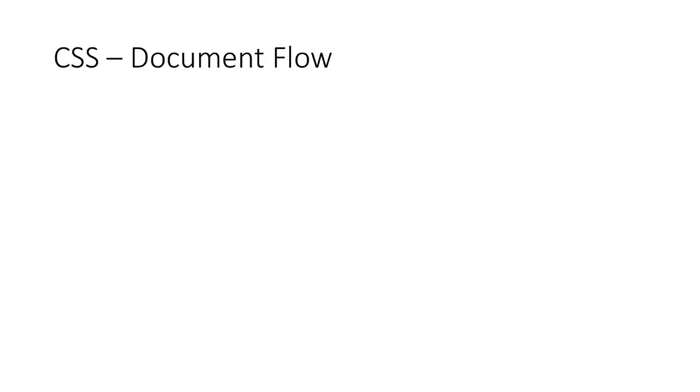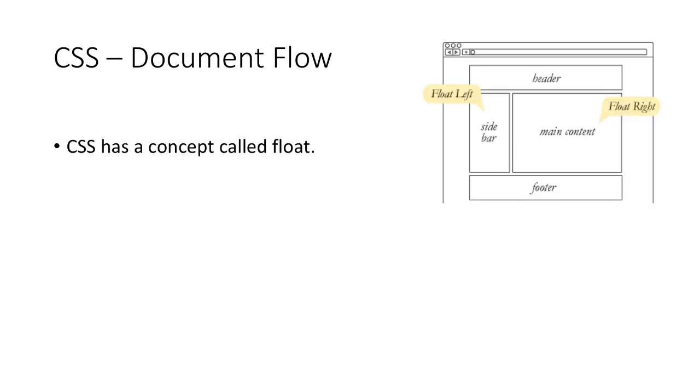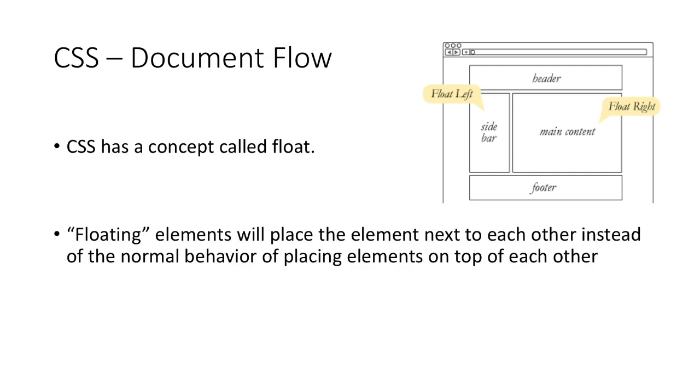And then we have the document flow. This goes back to when we were talking about why we wouldn't want to use tables to format. CSS has a concept called a float. Floating elements will place the element next to each other instead of the normal behavior, which is placing things on top of each other. So here we have two elements that are floated, and they're actually side by side instead of the normal stacking on top of each other.